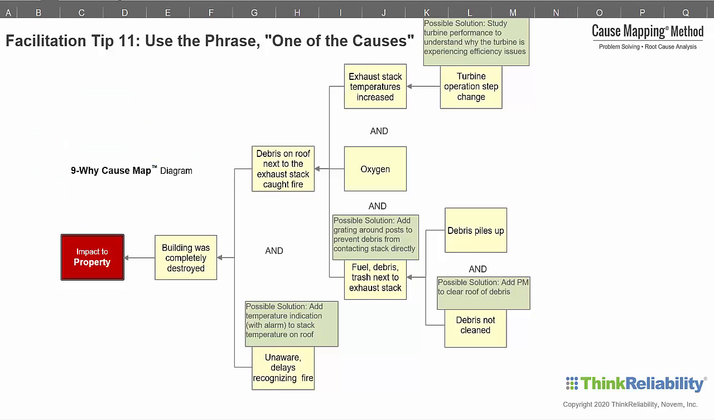When you get in your incident investigations and someone is adamant that they know what the cause is, just encourage them that they have identified one of the causes, and then continue to encourage the group to keep digging and revealing those additional solutions. I hope that helps with facilitation tip number 11.